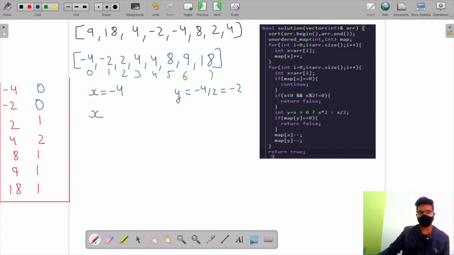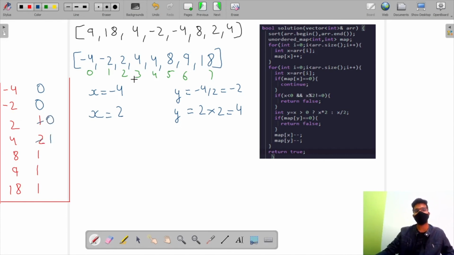So what is our x now? Our x is equal to 2, right? Now we check whether the frequency of 2 is 0. No, it is not 0. It is not a negative value. Then we calculate its y. This time it's a positive value, so its y will be x into 2. That is 2 into 2, that is 4. Right. So yes, 4 exists in our map. Its frequency is not 0, so we will not skip it. And here we are going to reduce its frequency because we are pairing them up. So here the frequency will be 0. Here 4's frequency is going to be 1.